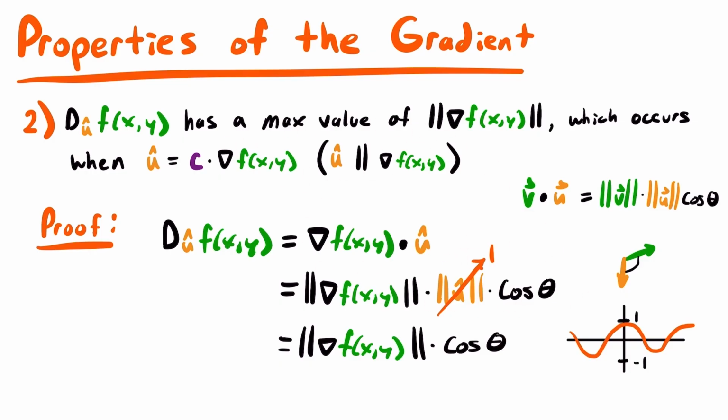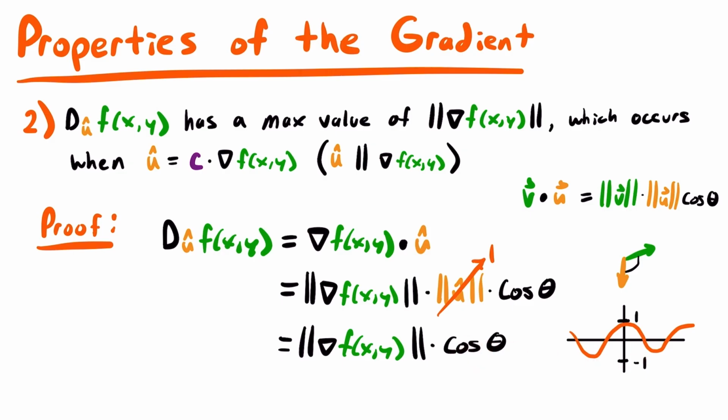But from this proof, we can also support the third property, which has to do with the minimum value of the directional derivative, right? Remember that we talked about how cosine has a maximum value of 1, but it also has a minimum value of negative 1. Cosine will never output a value smaller than negative 1. So the smallest value that you could get here is negative 1. So you'd have negative 1 times this magnitude. So the negative magnitude of the gradient vector would be the minimum value for the directional derivative, and that will occur when the angle between the two vectors is pi, right? Cosine of pi is negative 1.